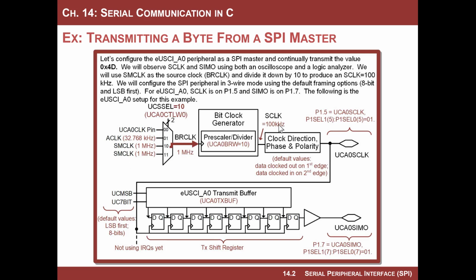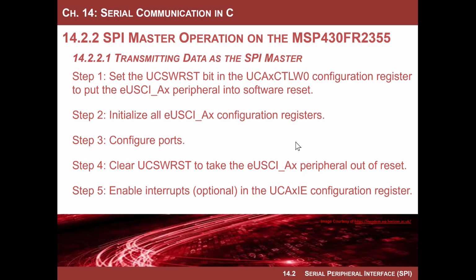In order to get 100 kilohertz, we need to have SMCLK as 1 megahertz, because it's higher, we can't get it with 32 kilohertz. So we'll choose SMCLK as a clock. We'll divide it by 10 to get 100 kilohertz, and then we'll set up the system with mainly the default values for everything. Okay, remember, when you set up the peripheral, you do similar steps as with the UART.